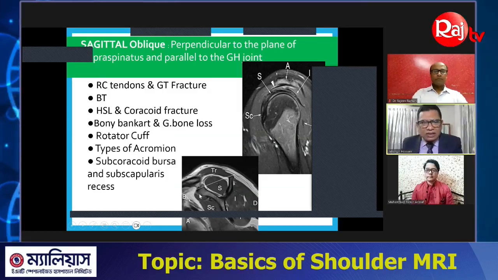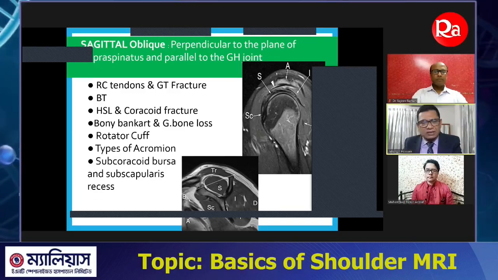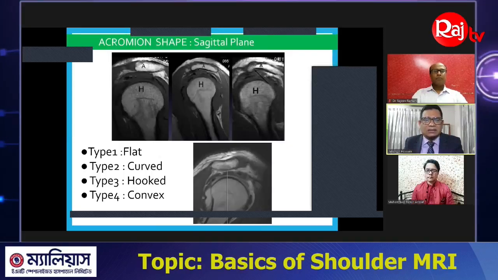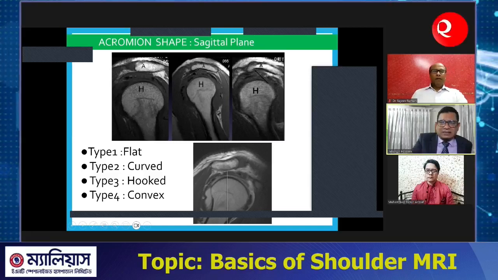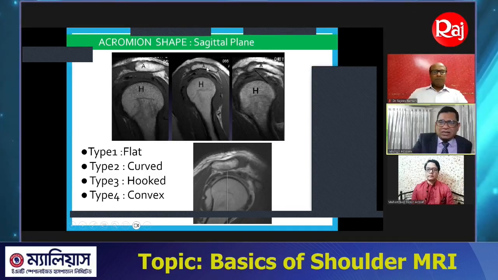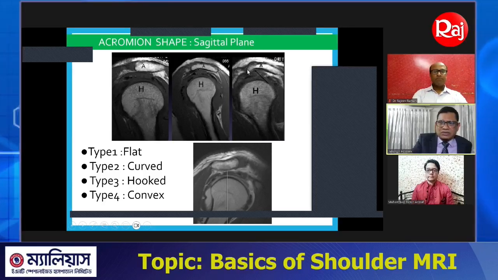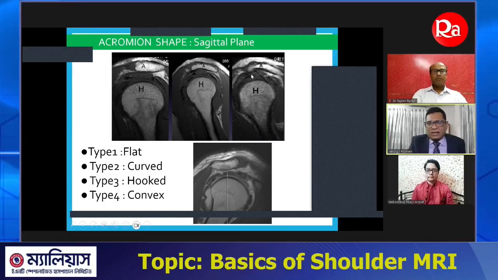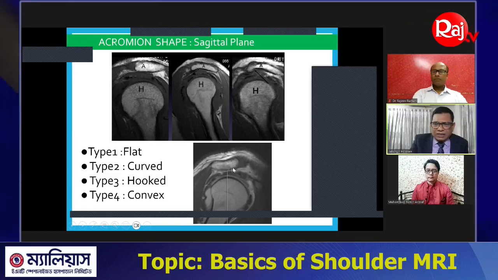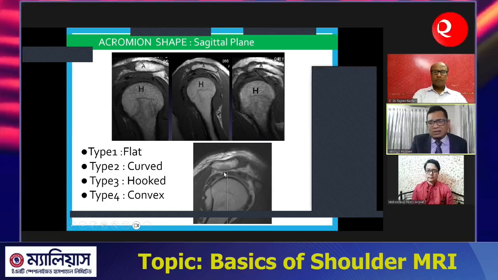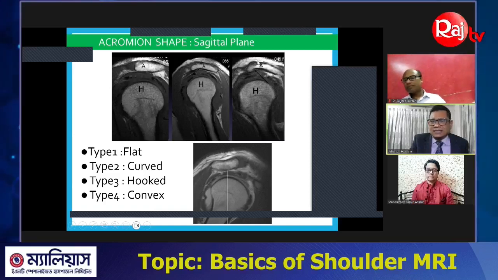In the next plane film, we can also see more about the structure, anatomic variant, as well as pathological, from the sagittal oblique cut. In this film, we can see the types of acromion: this is a normal or flat type acromion. In this film, you can see there is a curved acromion, and this is a hooked acromion. This is the hook variety, and the next one, this is type 4, the convex variety of acromion. This is the anatomic variant of acromion. Easily we can detect it from the MRI in sagittal cut section.